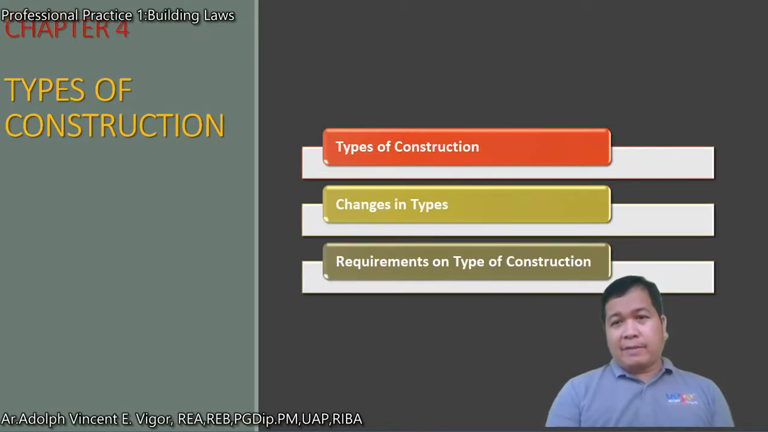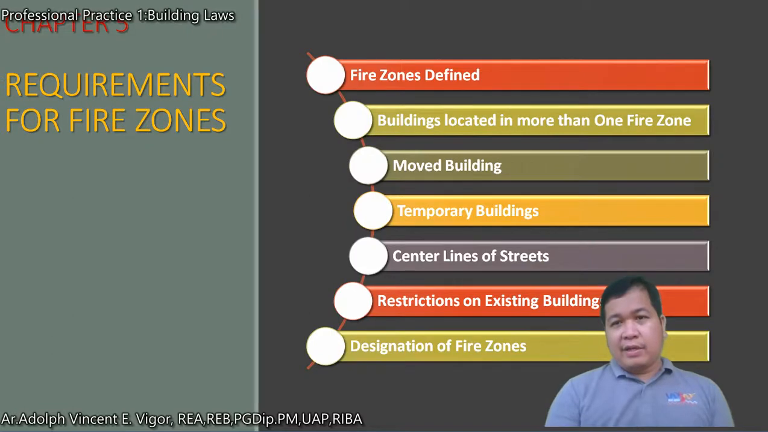Chapter 4 is about the types of construction, changes in types, and requirements on types of construction. Chapter 5, requirements for fire zones. So here, the fire zones are defined. The buildings located in more than one fire zone, moved building, temporary building, center lines of streets, restrictions on existing buildings, and designation of fire zones.